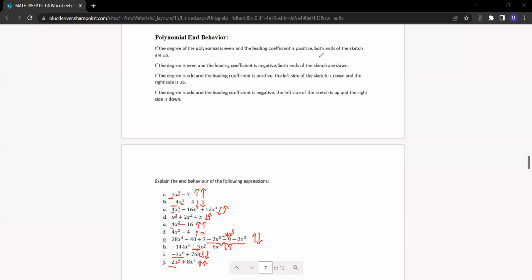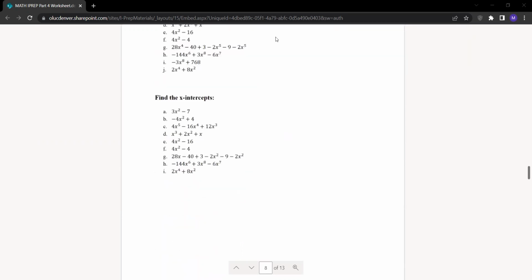So that is end behavior, and we'll keep going with these rules. And if you notice, these are the same equations we just did for vertices, and we're going to keep these equations as we keep going. So now we'll work on our x-intercepts for these same equations. This time we're only going to work on a few. We're going to do B, C, D, E, H, and I. And then we're going to graph B, C, D, and E.